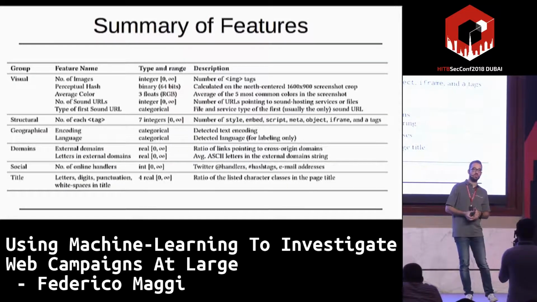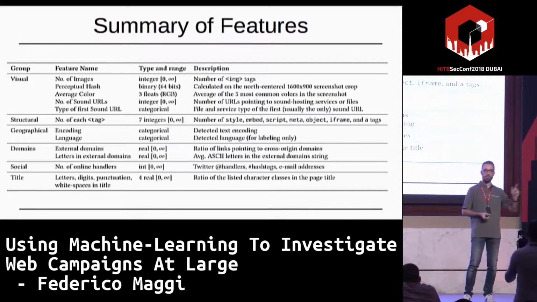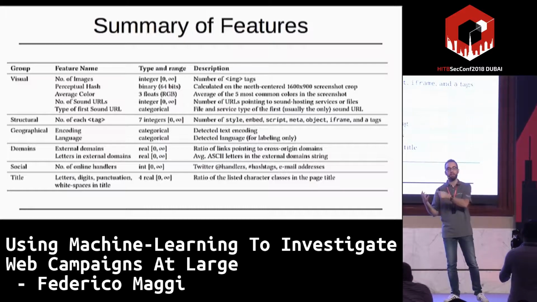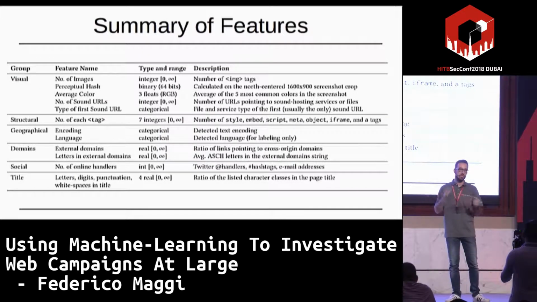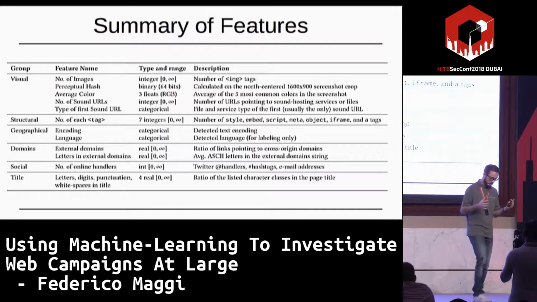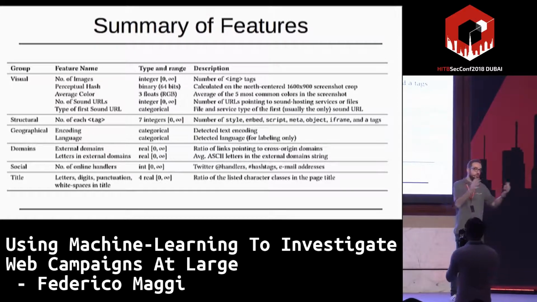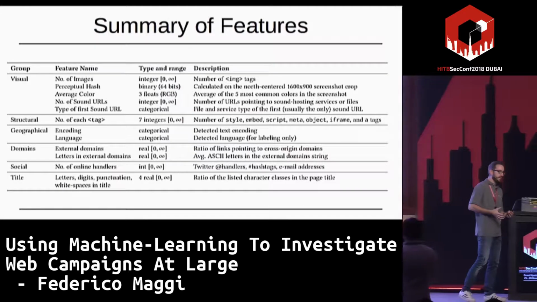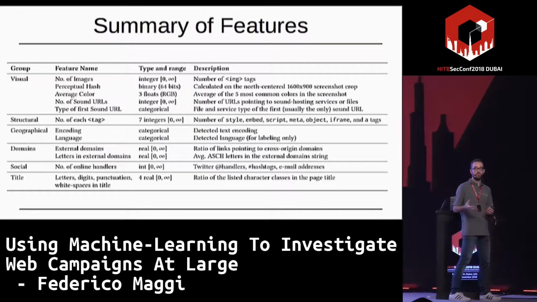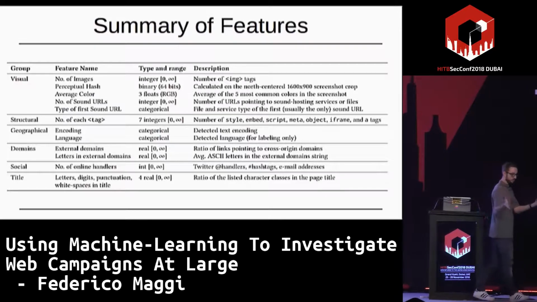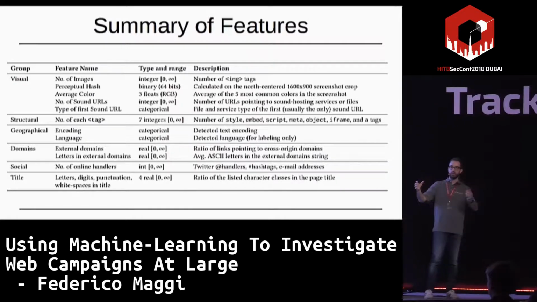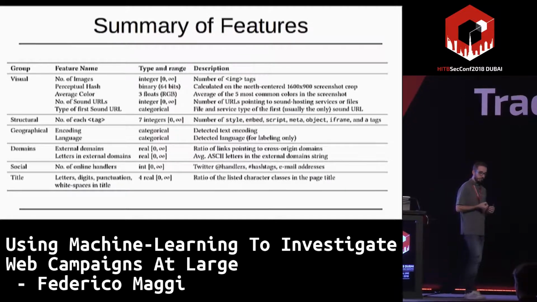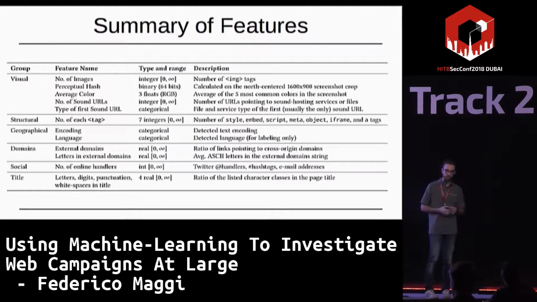We keep track, for example, of how many YouTube URLs there are, how many external URLs of media type, or how many embedded media objects there are, because that characterizes the tactic of the group. Do they use external? Do they use internal? Number of each tag. Geographical feature: we keep track of the encoding. Is it mostly Chinese? Is it mostly Cyrillic? Is it mostly Latin, right? Social and title I've already spoken about.